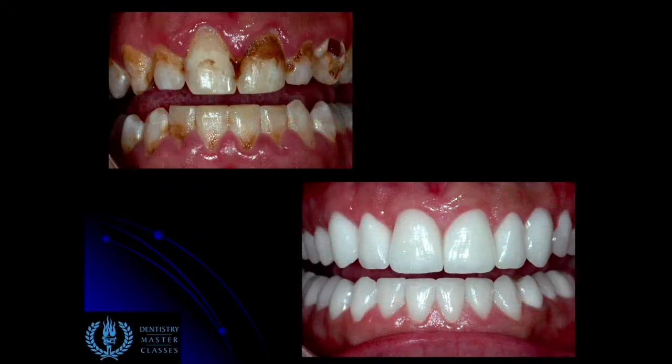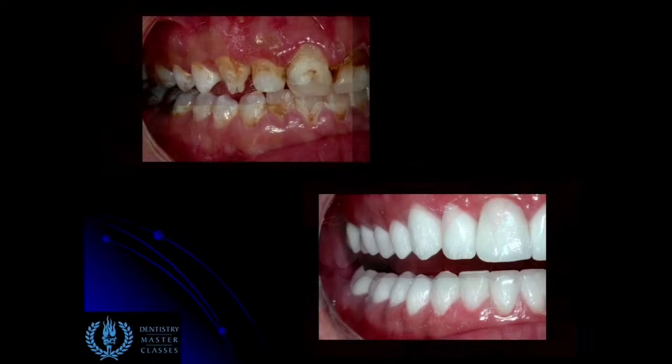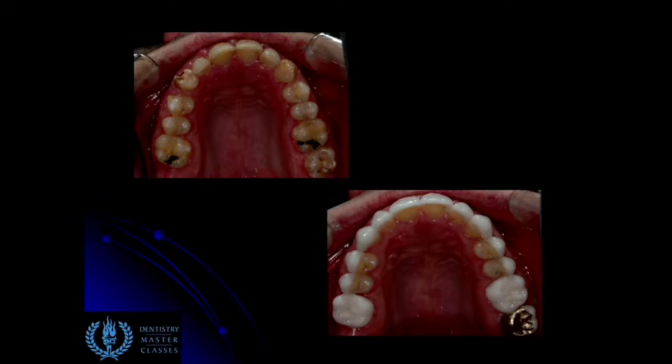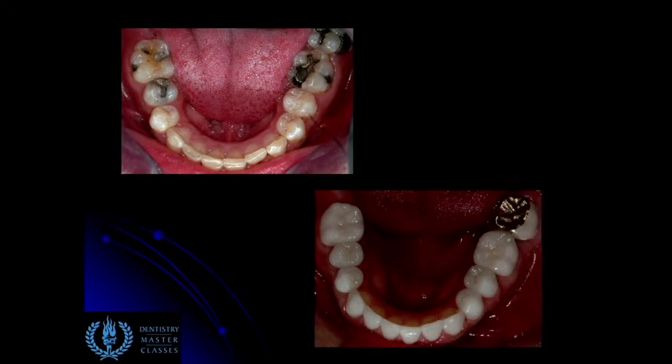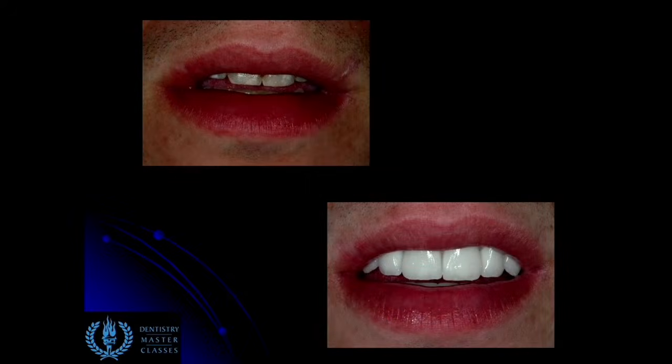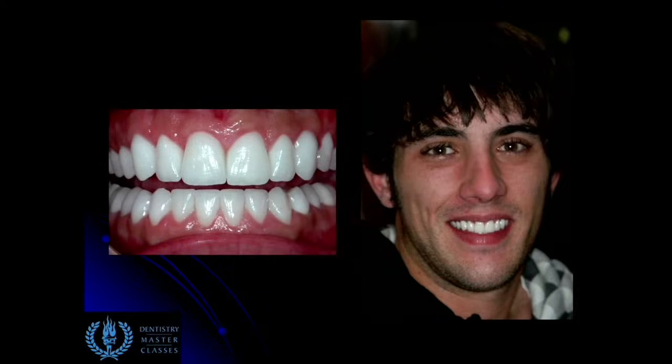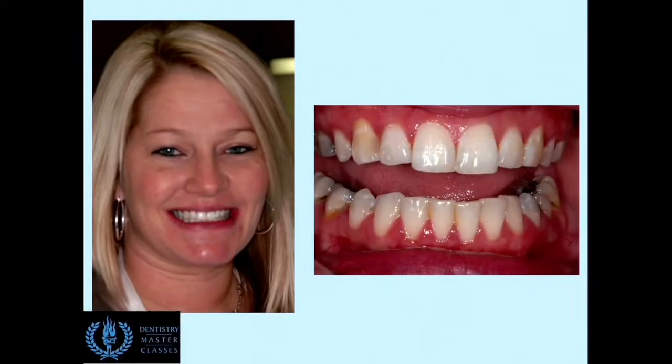This is a young guy, and he wanted lighter teeth. The veneers on the anterior teeth, crowns on the posterior teeth. What kind of lip does he have? Moderately arched? You know, but this guy's got a life after that.